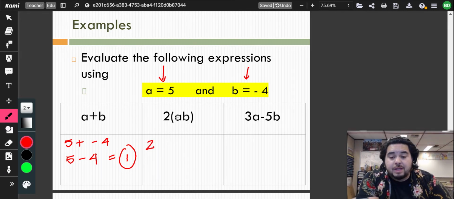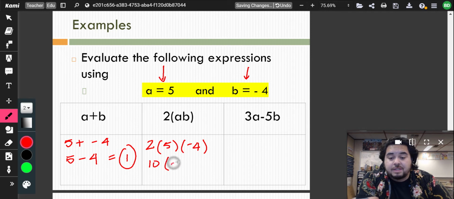Okay, second example, we're going to keep the 2. AB really means we're multiplying the values of A and B together. So what I'm really doing is I'm multiplying 5, which stands for A, and -4, which stands for B. And then we're multiplying all of that by 2. Okay, so we can just multiply all these together. 2 times 5 is 10 times -4. And that gives us a final value of -40.